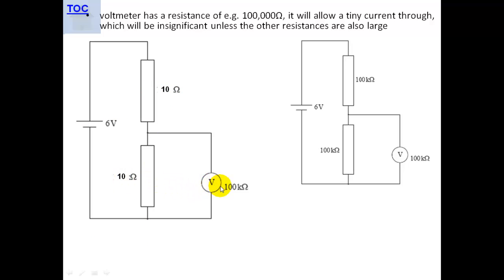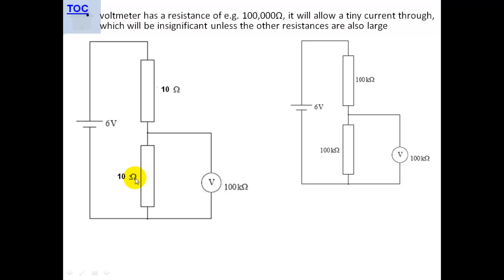This is a 10 ohm resistor, this is a 10 ohm resistor. The voltmeter here is 100,000 ohms. So really, when you combine these two resistances, it's still 10 ohms, because this is such a large resistor. It's going to be off the scale. You can do a quick calculation. Find these reciprocal resistances.